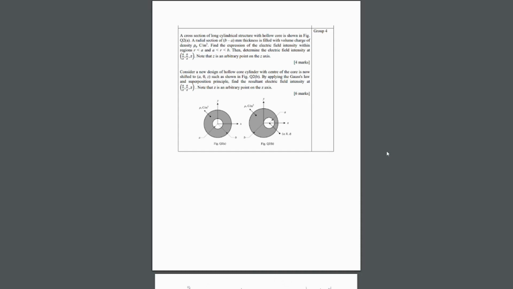The second part of the question: consider a new design of hollow core cylinder with the center of the core now shifted to coordinate A, 0, Z, as shown in figure Q2b. By applying the Gauss law and superposition principle, find the resultant electric field intensity at the given coordinate. Note that Z is an arbitrary point on the Z-axis. The hint to answer this question is the sentence 'by applying the Gauss law and superposition principle', so we can get the resultant electric field intensity at the coordinate.